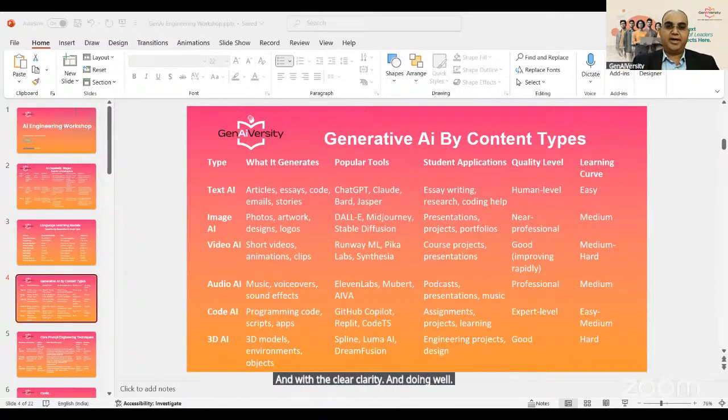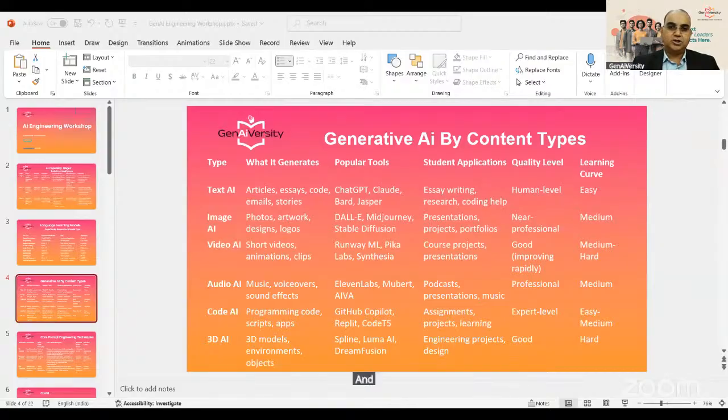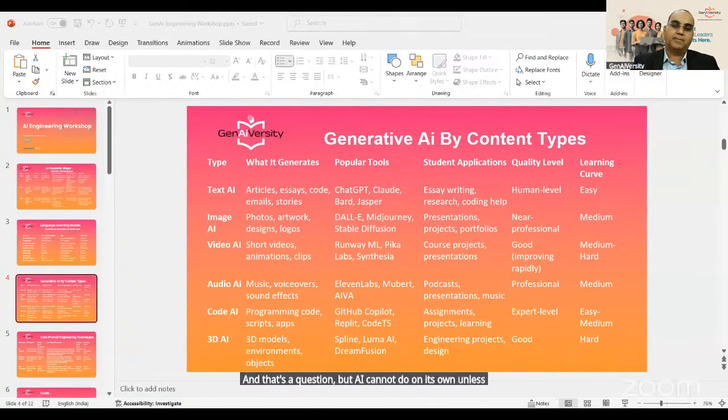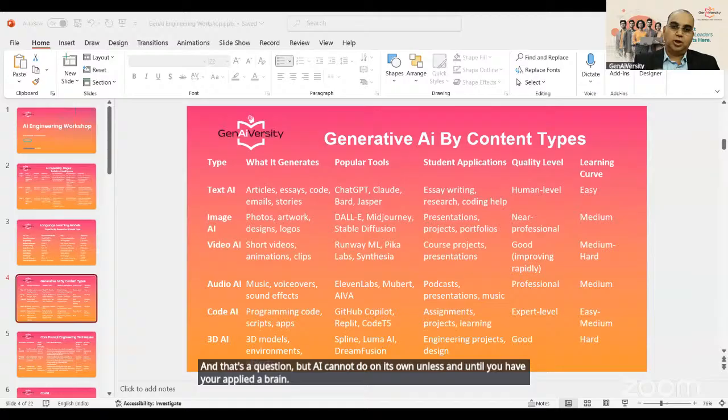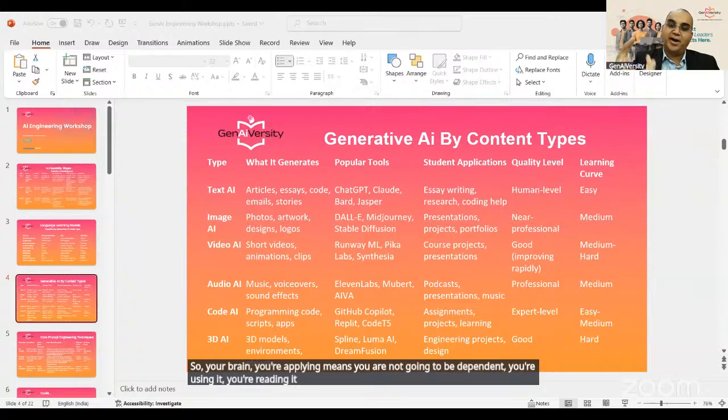Some said my classmates are getting ahead of me. Very good, I like the competition spirit. Yes, that competition is required. Another answer was I'll become too dependent on it, and that's a question. But AI cannot do anything on its own unless you have applied your brain. If you're applying your brain, you are not going to be dependent. You are using it, reading it, understanding it, reading and comprehending.